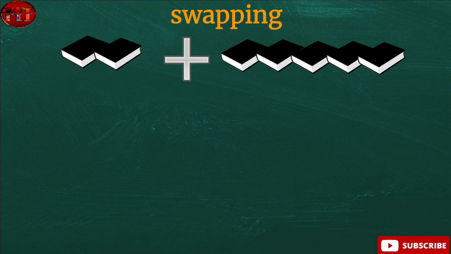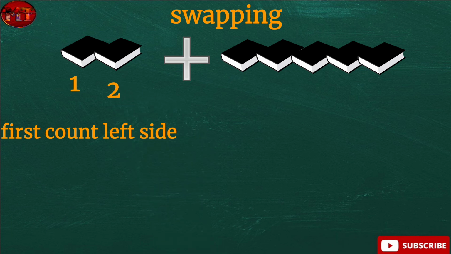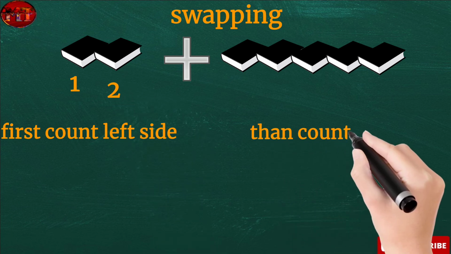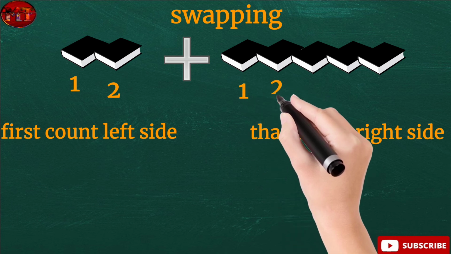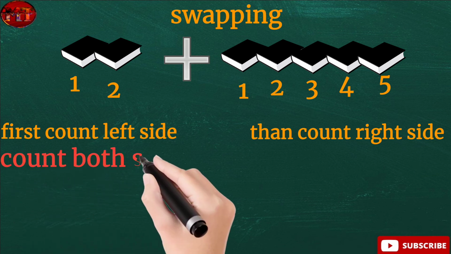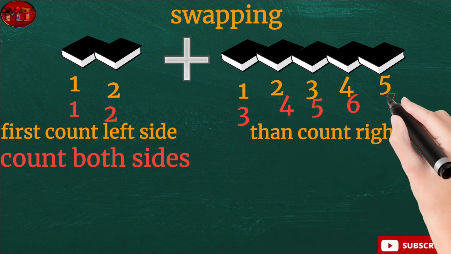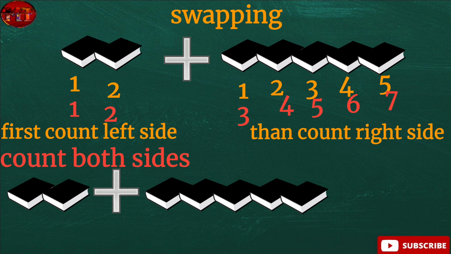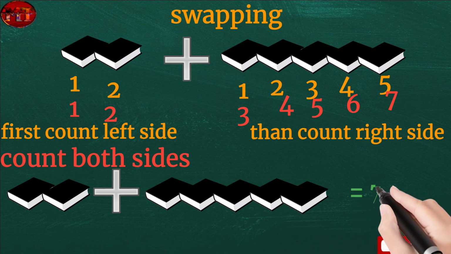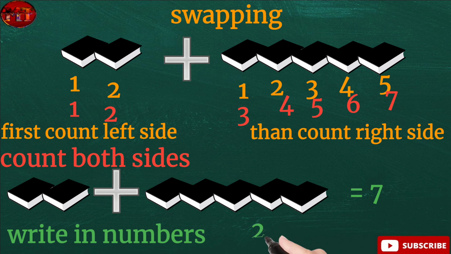Swapping. 2 books plus 5 books. First we count left side: 1, 2. Now count right side: 1, 2, 3, 4, 5. Start counting both sides: 1, 2, 3, 4, 5, 6, 7. So, 2 books plus 5 books is equal to 7 books. In number, we write 2 plus 5 equal to 7.